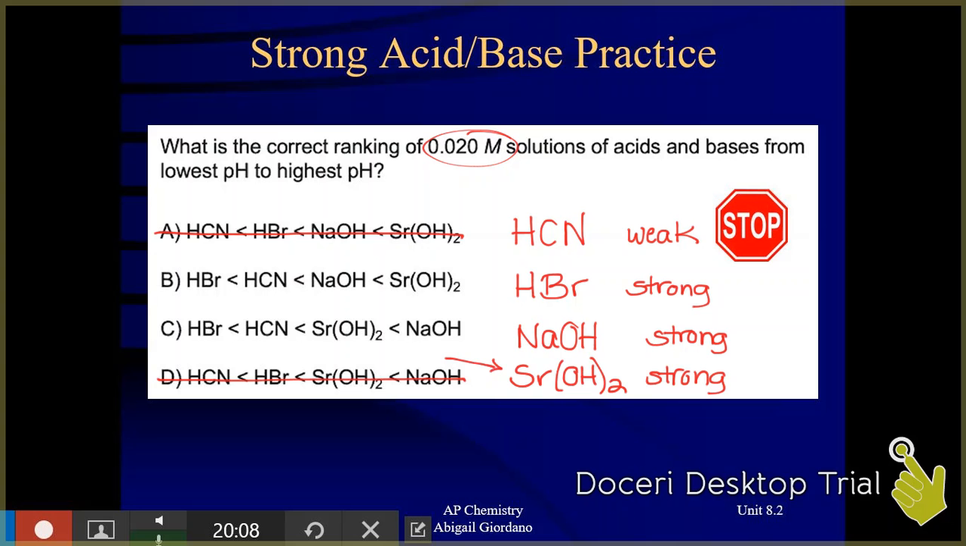Strontium hydroxide is going to have a higher molarity of hydroxide, and that's going to determine the pOH and thus the pH. So because strontium hydroxide is going to be providing double the amount of hydroxide ion, that's going to cause that solution to be the most basic. So B is my answer.